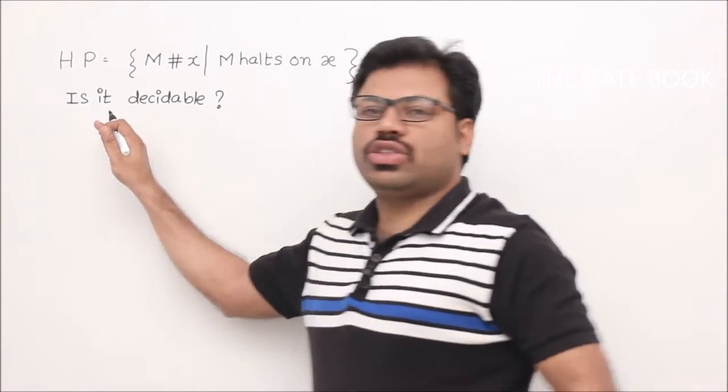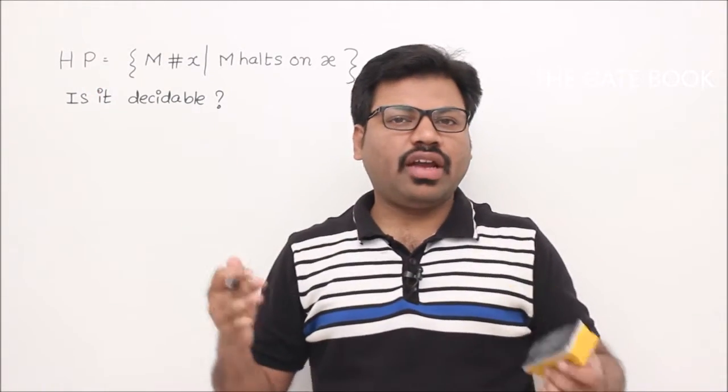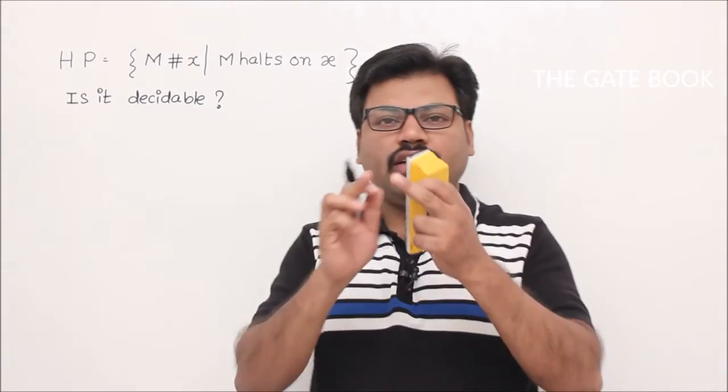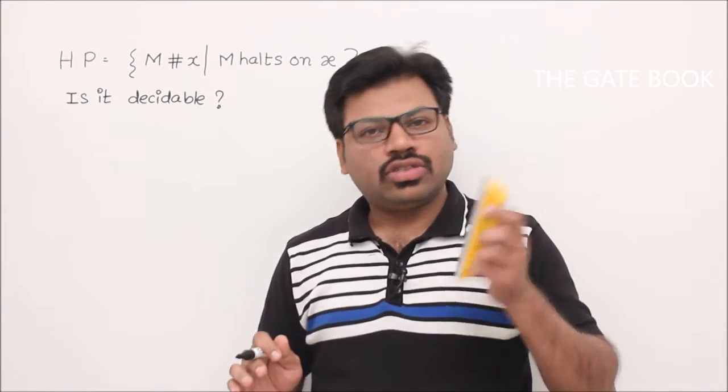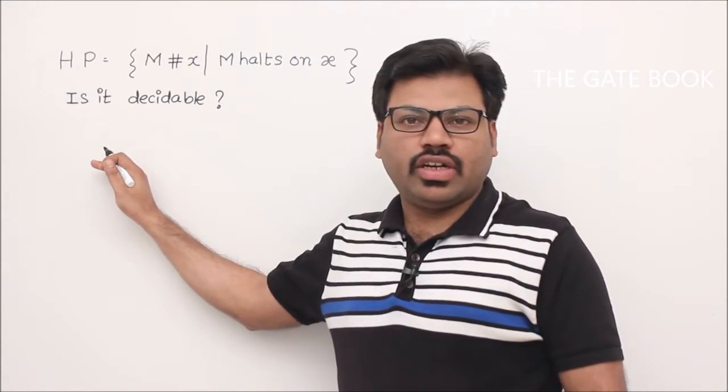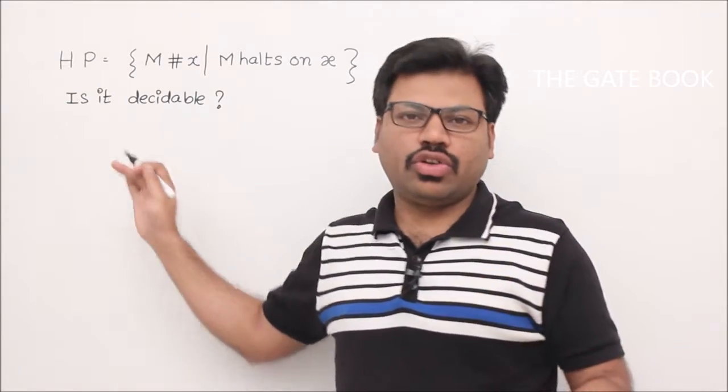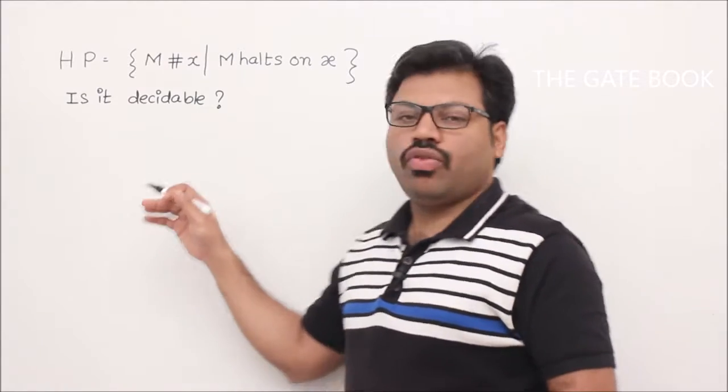Now I will tell you the story of this halting problem. People tried solving this problem. That means people tried creating a total Turing machine for this problem, but everyone failed. So now I am going to give you a proof that no one can really get a total Turing machine. That proof we will see.